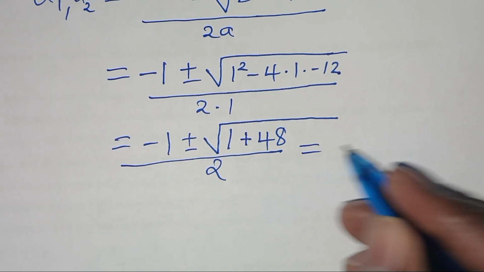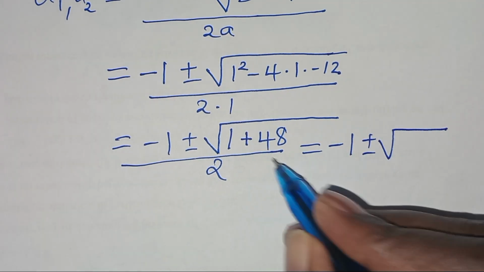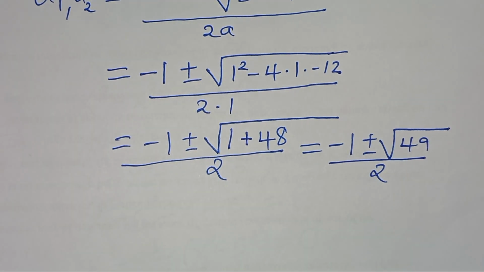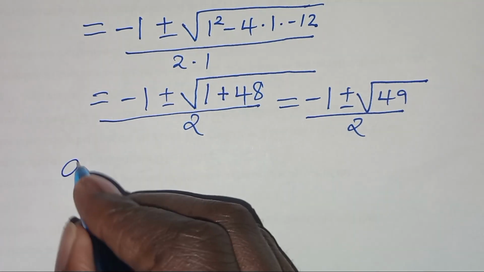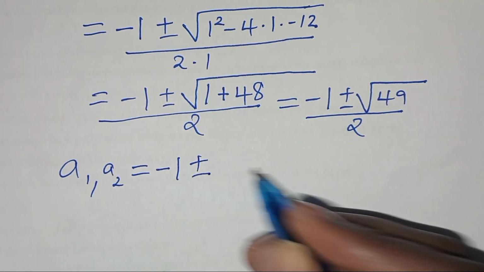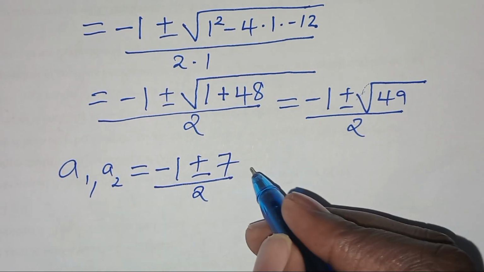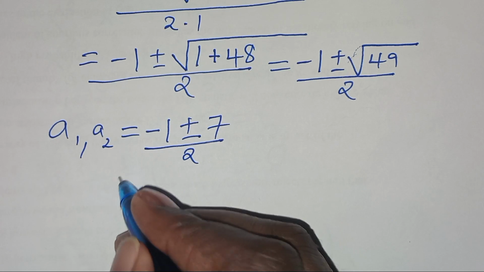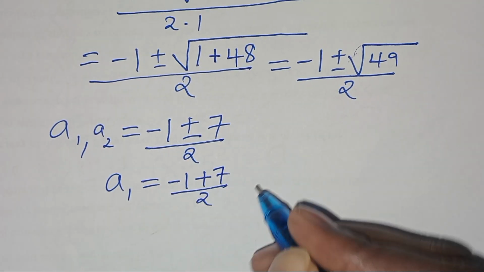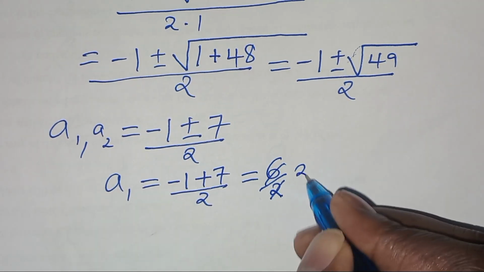So this is equal to negative 1 plus or minus the square root of 1 plus 48, this is 49, divided by 2. So this implies that a1, a2 is equal to minus 1 plus or minus the square root of 49, which is 7, divided by 2. And therefore here, we have that a1 is equal to minus 1 plus 7 divided by 2. So this is equal to 6 over 2, and this is equal to 3.